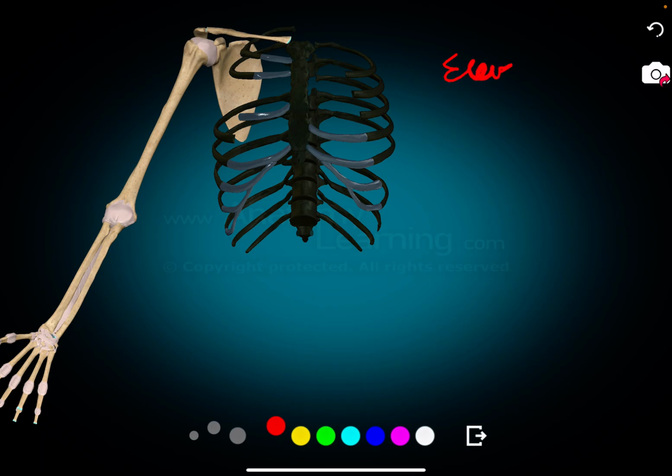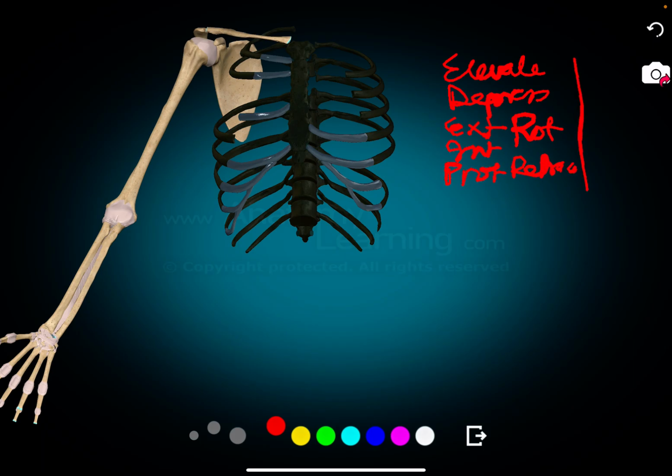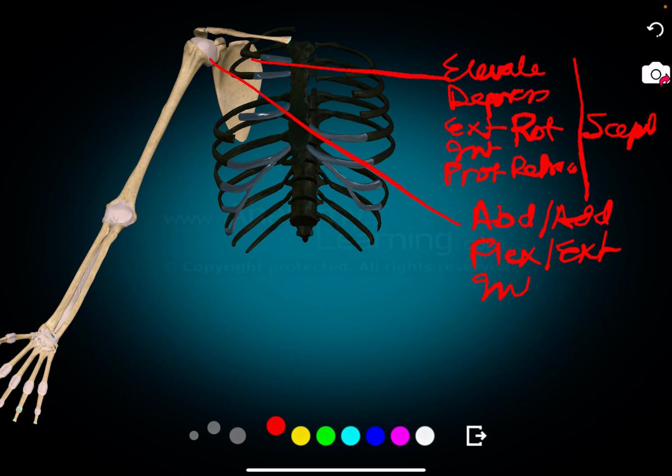elevate, depress, externally or internally rotate, protract or retract the scapula, that would abduct, adduct, flex, extend, internally and externally rotate the shoulder, that would flex, extend the elbow, that would pronate or supinate the forearm.